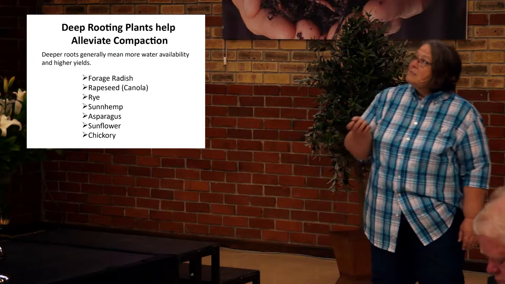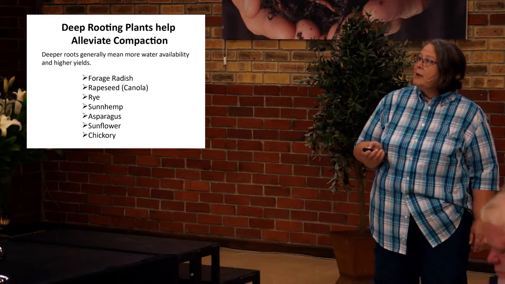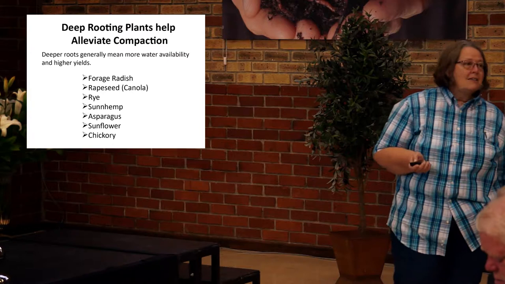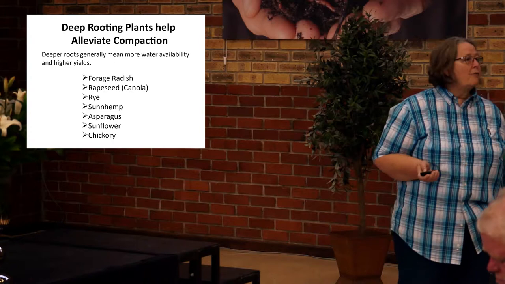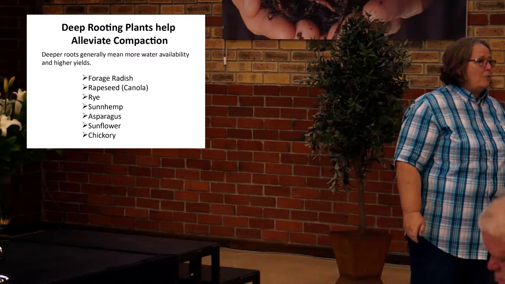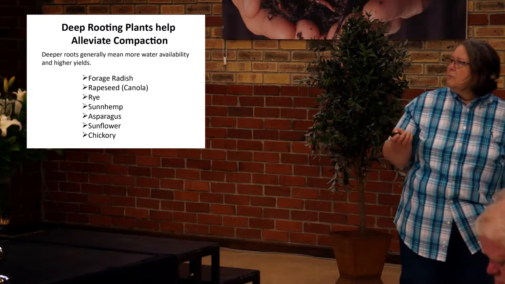Some really deep-rooting plants that are good for alleviating compaction are your forage radish, rapeseed, also called canola, rye, sunn hemp, asparagus. Asparagus has some of the deepest roots of any plants. It's not really considered a crop in most places, but might be worth a shot. We used asparagus when I lived in California to stabilize our hillsides because we had erosion, and it worked great. And the roots go down something like 10, 15 meters. It's incredible in mature asparagus plants.